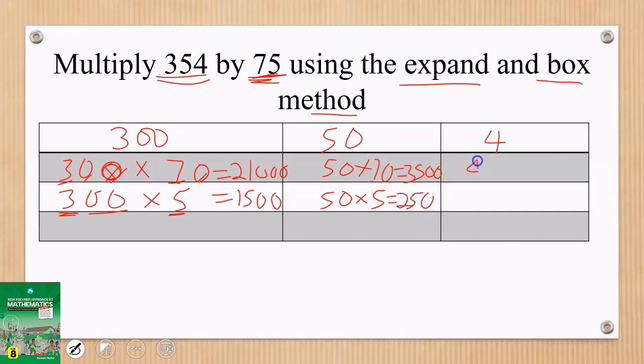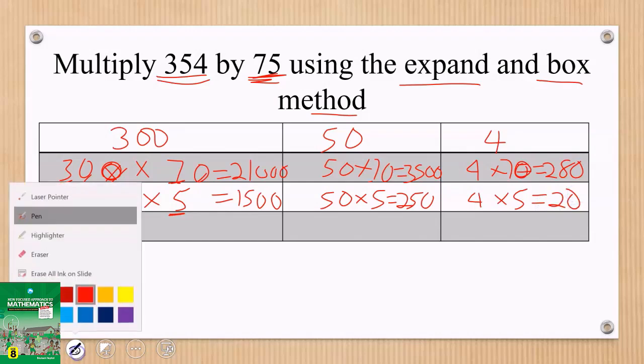Then finally we do 4 times 70 and then 4 times 5. 4 times 7 again, then we attach the 0. 4 times 7 means 28, right? So 28, then we attach only 1 zero. And 4 times 5 is just 20.